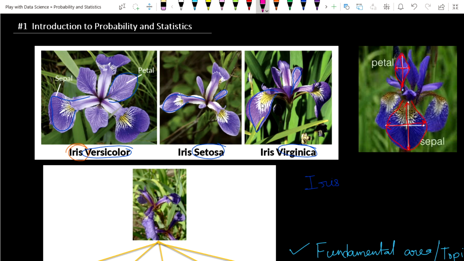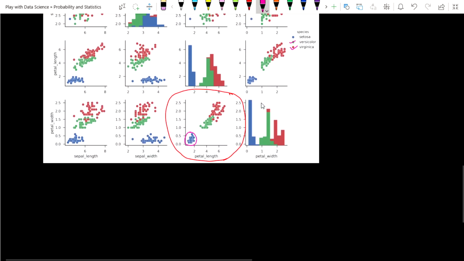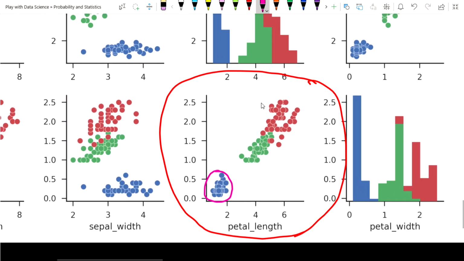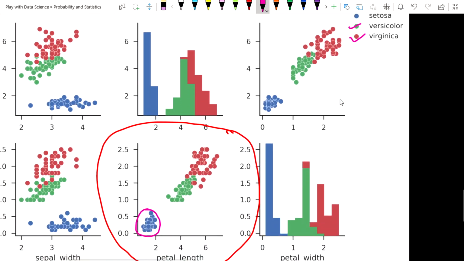So to avoid this kind of thing, we use the probability concept here. Now let's see from this scatter plot how the probability concept is useful. Let's zoom the picture first. Okay, so the green one means what? The green one means the versicolor. I'm talking about this one. And the red one means the virginica. I'm talking about this one. Just see this thing.